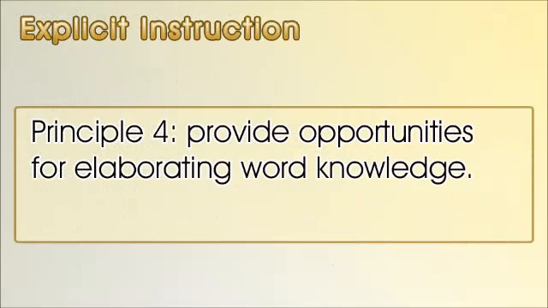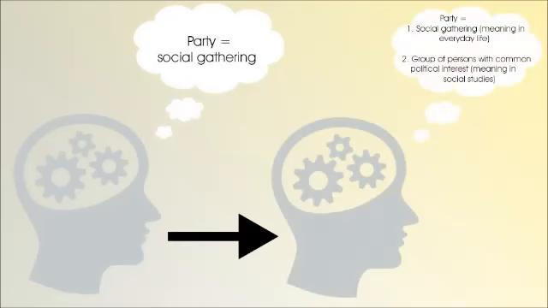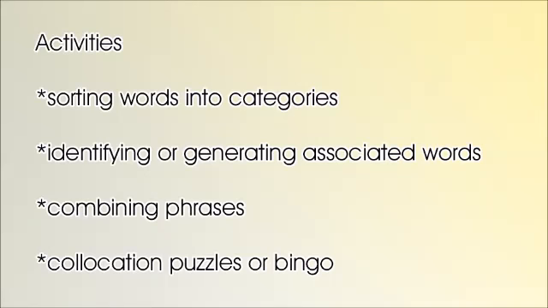Principle 4. Provide opportunities for elaborating word knowledge. This principle has to do with expanding learners' previous vocabulary knowledge and new information by explaining the connection between them, and then providing opportunities to use this new vocabulary in new contexts that provide new collocations and new associations. Activities that allow students to elaborate word knowledge: sorting words into categories, identifying or generating associated words, combining phrases, collocation puzzles, or bingo.